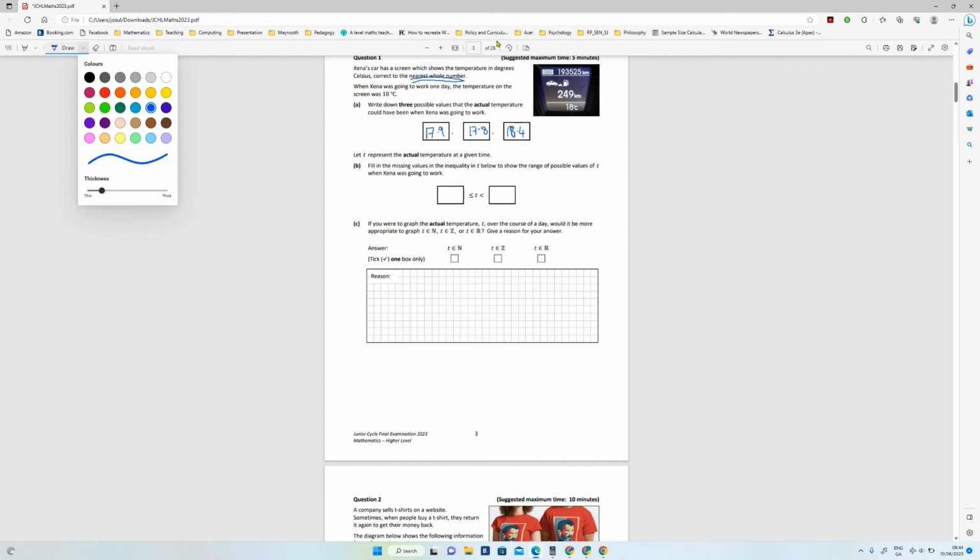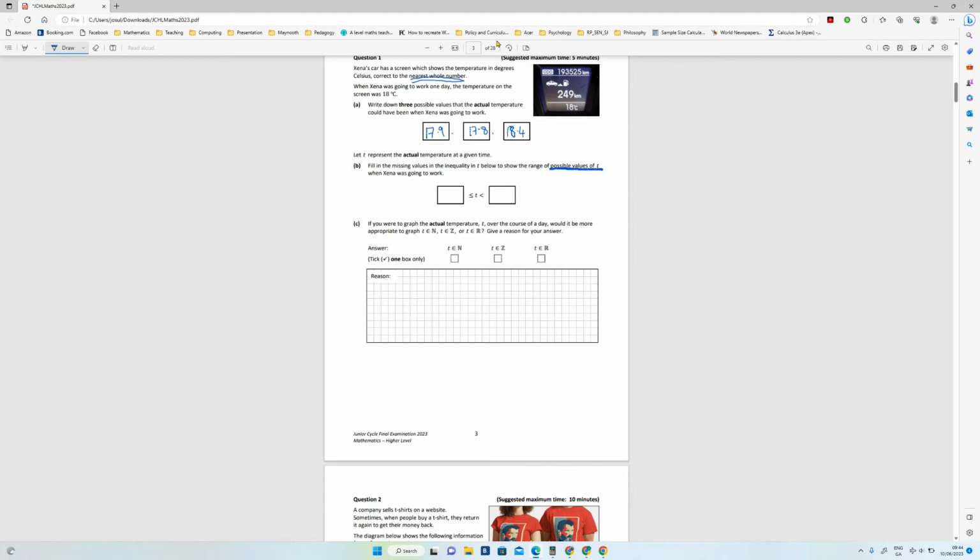Okay, second part. Let T represent the actual temperature at a given time. So the actual temperature would not be a whole number. So the actual temperature might be 17.6 or whatever. Fill in the missing values to show the range of possible values of T.